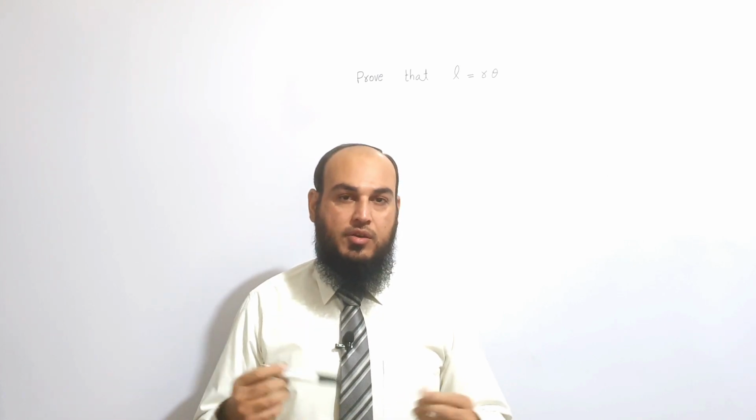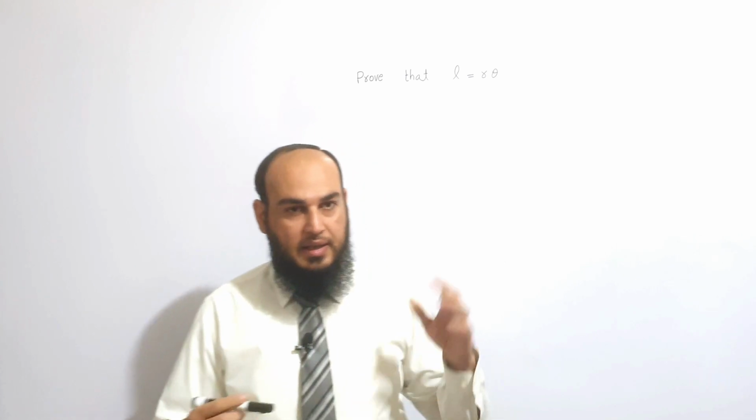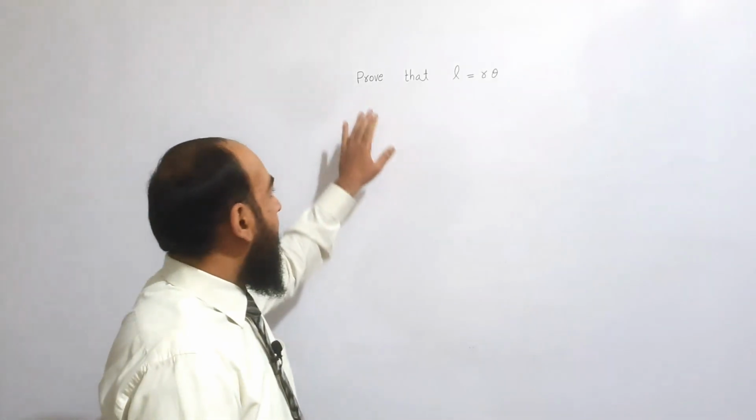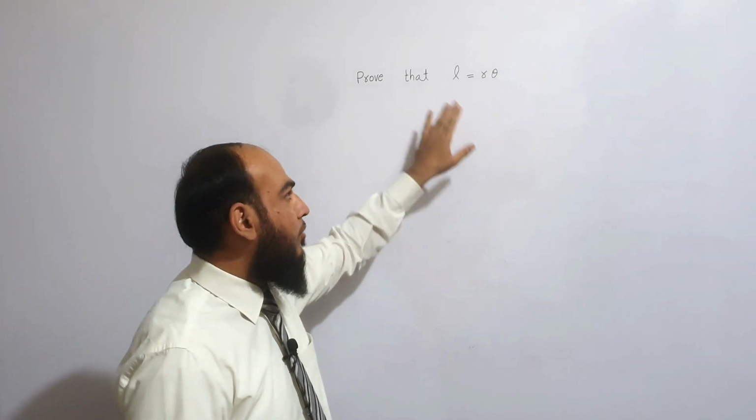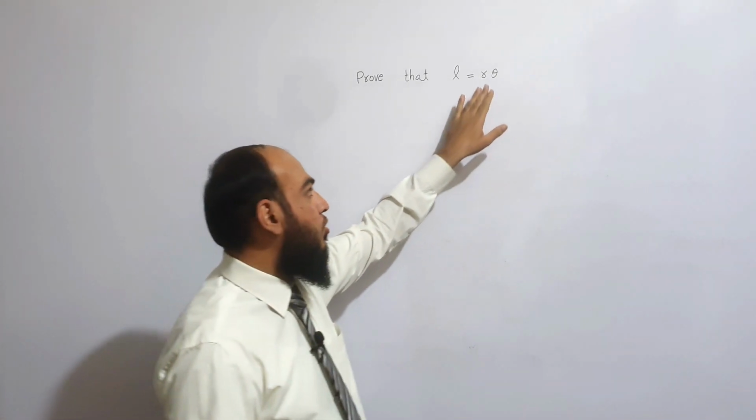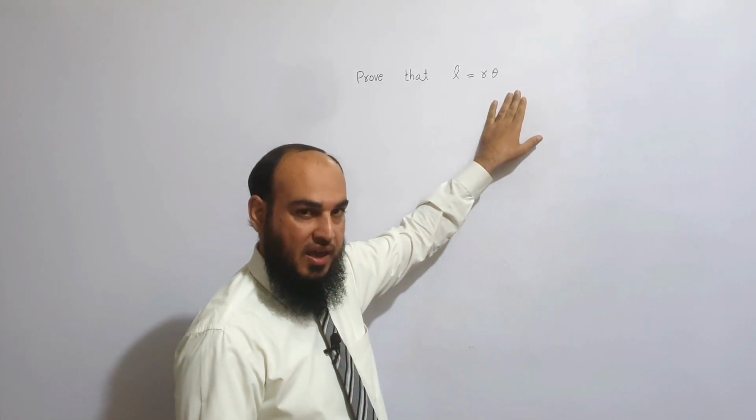We are discussing trigonometry. Today we have a new topic of trigonometry. Let's get into it. Prove that L is equal to r theta. L means length of the arc is equal to the radius of the circle times angle.